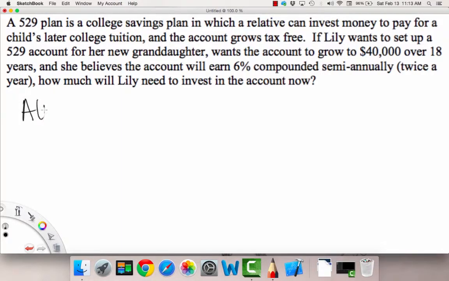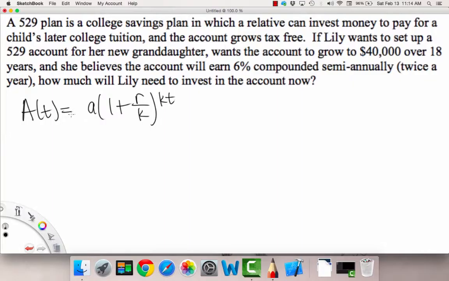Well, actually, let me just write down the formula, so we can keep these in mind and try to place values where they belong. So here's our formula, and now let's read through the question. A 529 plan is a college savings plan in which a relative can invest money to pay for a child's later college tuition. That's nice.